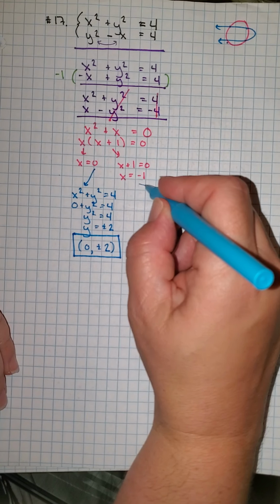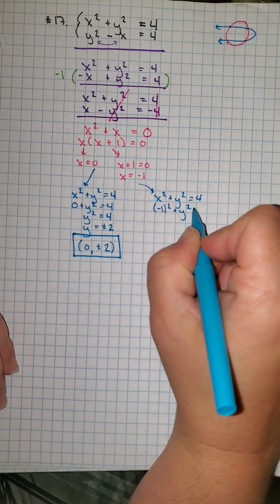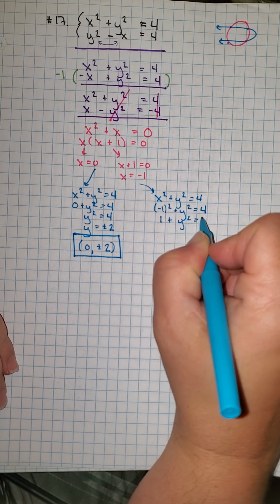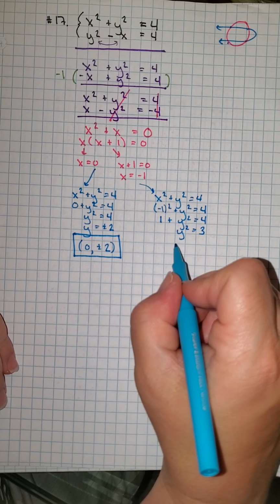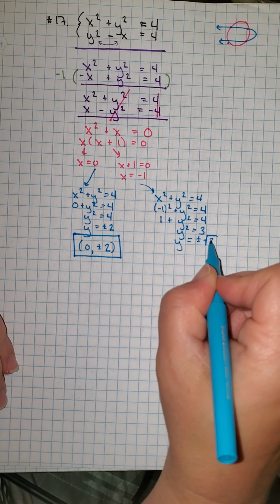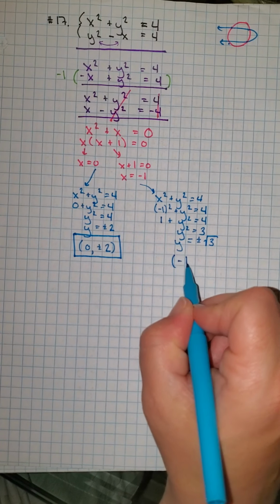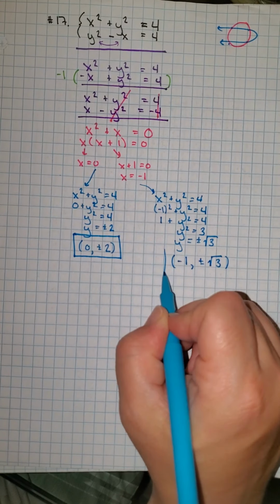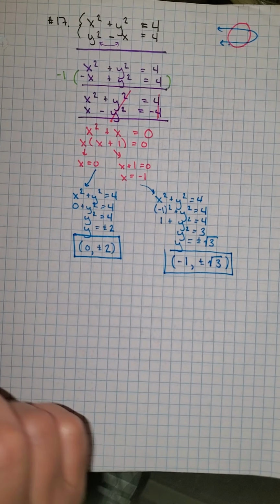Over here, plugging the negative 1 in for our x, you have negative 1 squared plus y squared equals 4. So that's 1 plus y squared equaling 4. Y squared is 3. Square root both sides, so y equals plus or minus the square root of 3. So this x value, negative 1, has 2 y values that go with it. So this parabola did intersect the circle at 4 different places. And that's your answer.